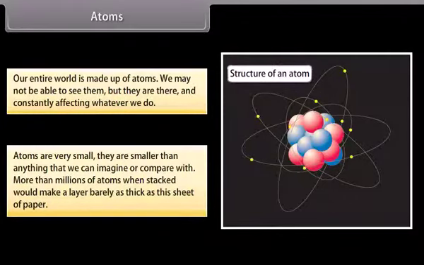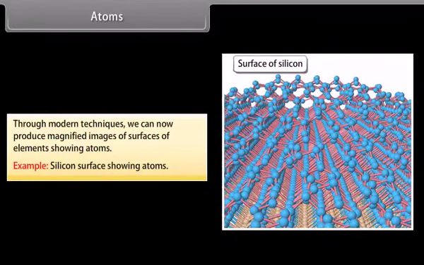Millions of atoms, when stacked, would make a layer barely as thick as this sheet of paper. Through modern techniques, we can now produce magnified images of surfaces of elements showing atoms. Example: silicon surface showing atoms.